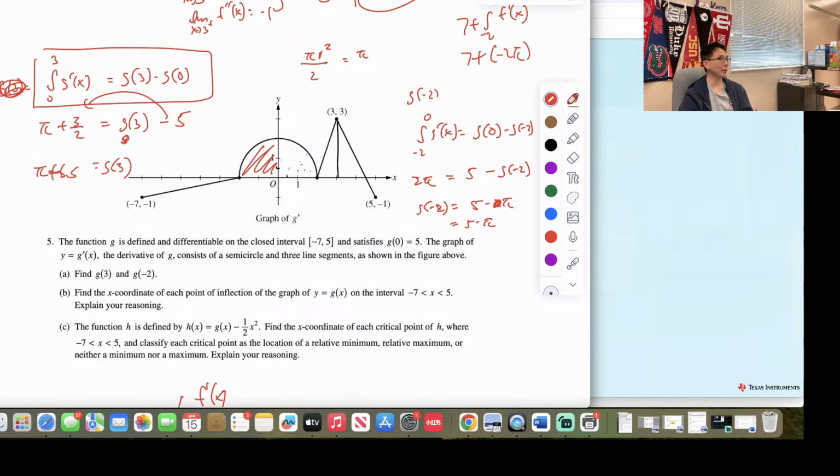I swear to you, every single year there's a question like this. And I swear to you, I have students who don't know how to add and subtract, and they can get this question right, as long as you understand what is going on. And I do apologize, my brain was thinking negative 2 to 2, but it's actually negative 2 to 0. So it's 5 minus pi. Thank you. Does that make sense or no?